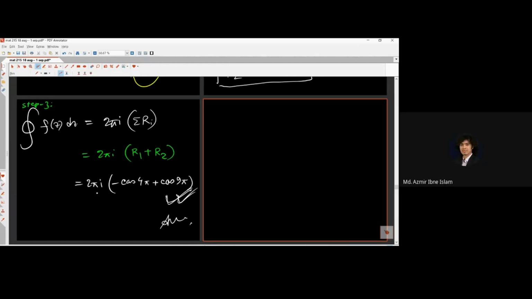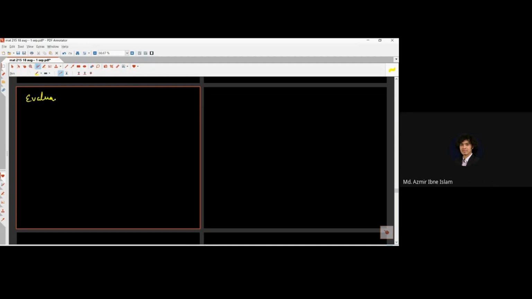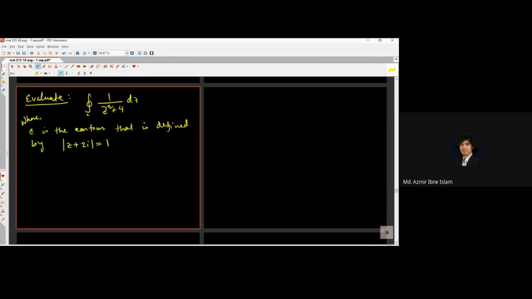I am taking one problem, let's say. Now you will understand. So have you understood the basic concept of Cauchy's residue theorem here? Yes, sir. Let's say we have to evaluate one integral, 1 over z squared plus 4 dz. The path C, let's say C is the contour that is defined by modulus of z plus 2i equal to 1. C is the contour defined by this circle. So we have to evaluate this integral, and it is mentioned to evaluate it by Cauchy's residue theorem, that is CRT.